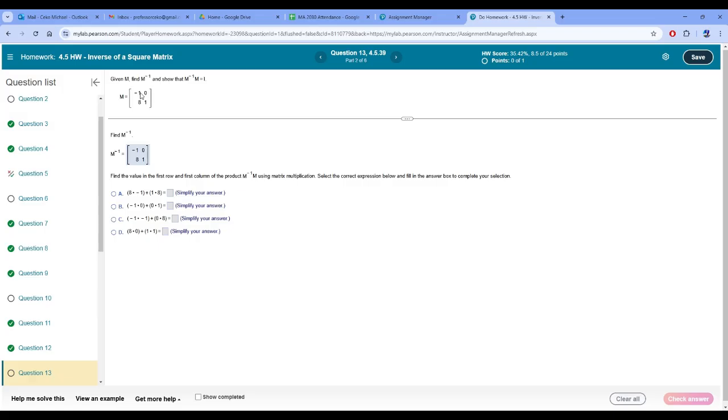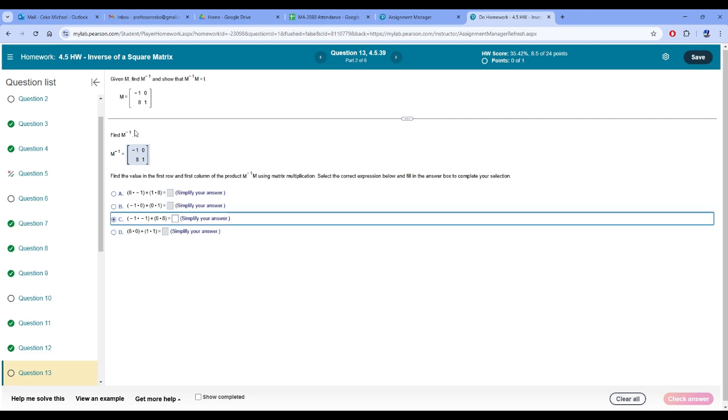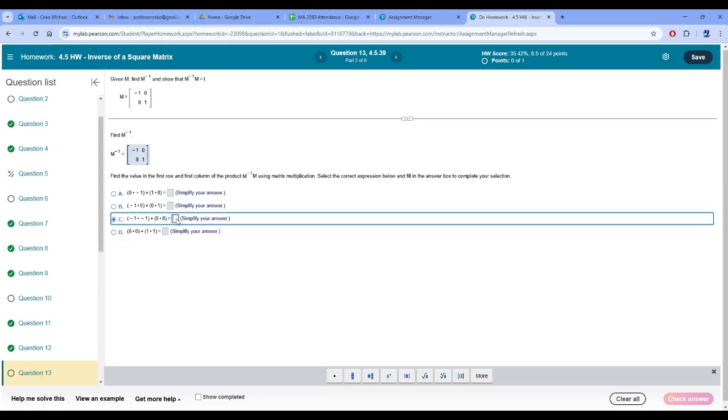I think it's -1 times -1 plus 8 times 0. I think this is the first line. You do row 1 times column 1. Right? So it's row 1 times column 1. And that gives me -1. And this gives me 1.